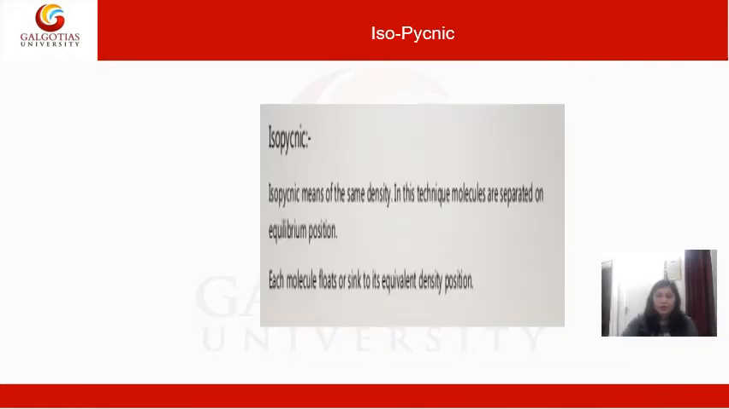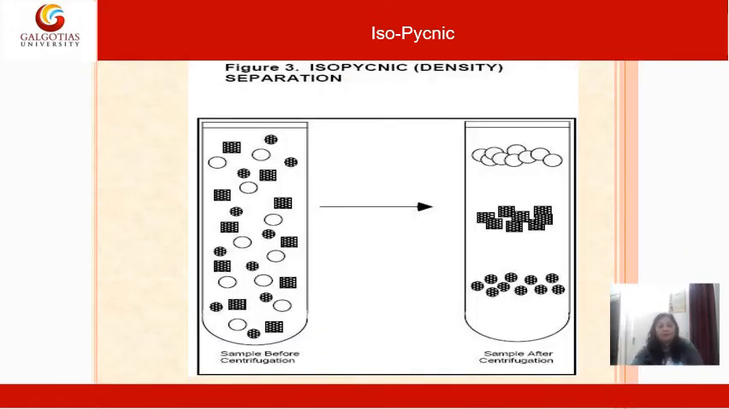Now the next type is isopycnic density gradient ultracentrifugation. As the name indicates, isopycnic means density will remain constant throughout the solution from top to bottom, and the sample through this technique gets separated at their equilibrium position. Each molecule floats or sinks to its equivalent density position. Now let's understand the isopycnic density gradient ultracentrifugation with the help of this figure.